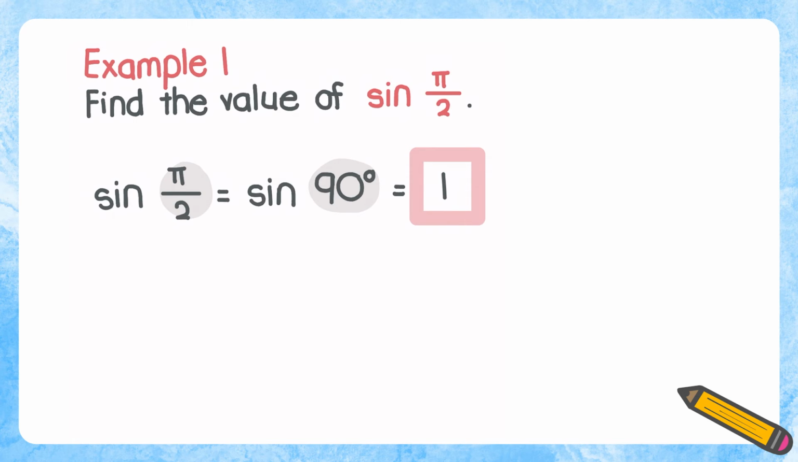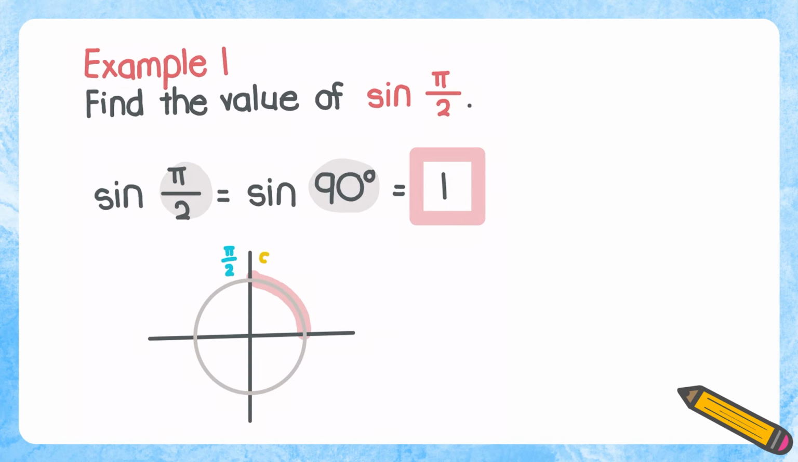So we converted from pi over 2 radians to 90 degrees, and then we found the value for sine of 90 degrees, which equals 1. And an important thing to remember is that pi over 2 and 90 degrees represent the same angle. So although written differently, we're looking at the same angle.